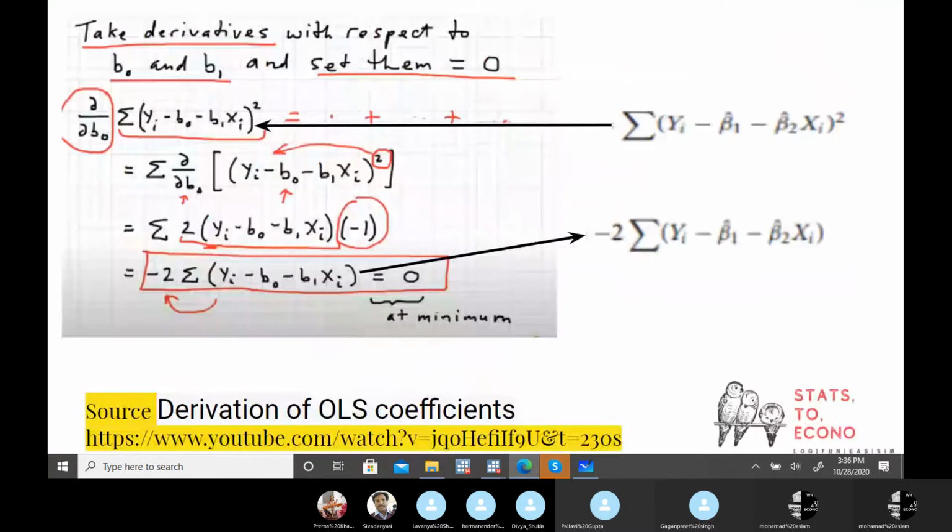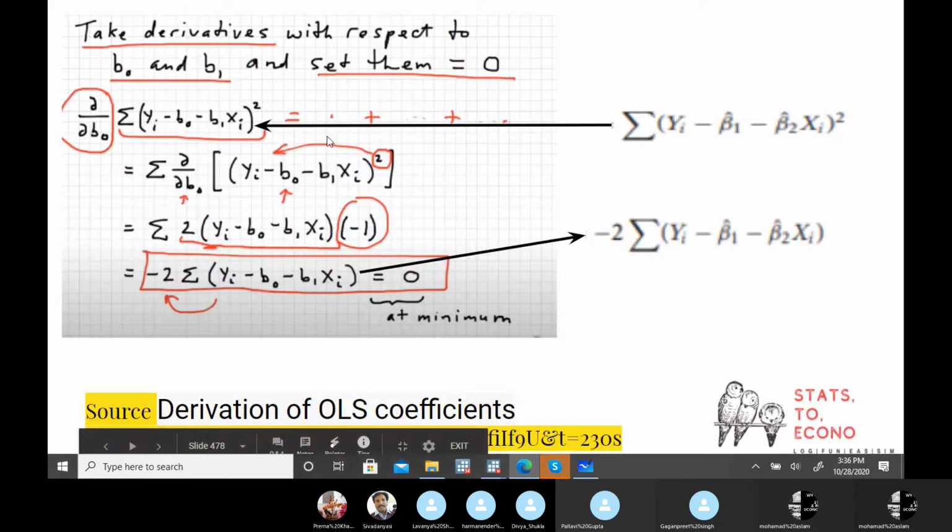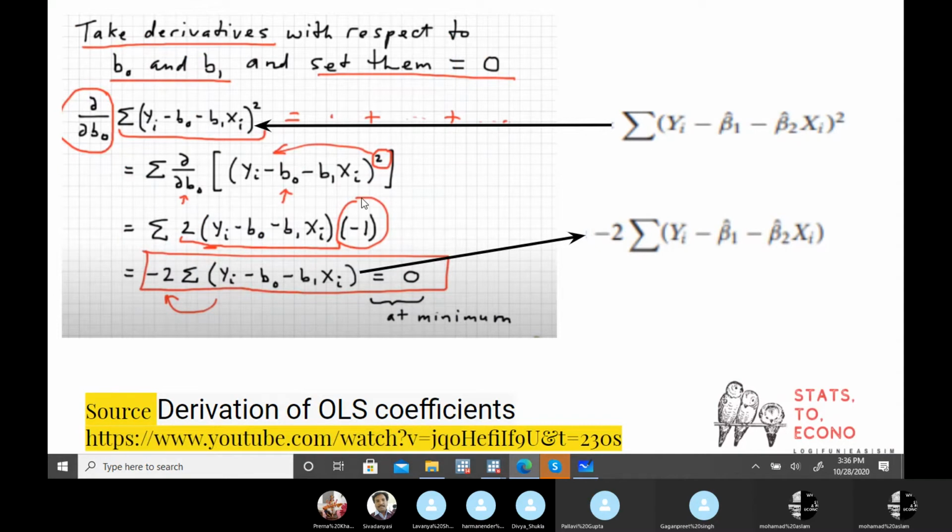So the only change is in the notations, because I'm trying to write it, but my writing is not good. So I took this from other slides from the internet. This is the source for these equations. Or you can do it on your own. These are not the difficult part here.